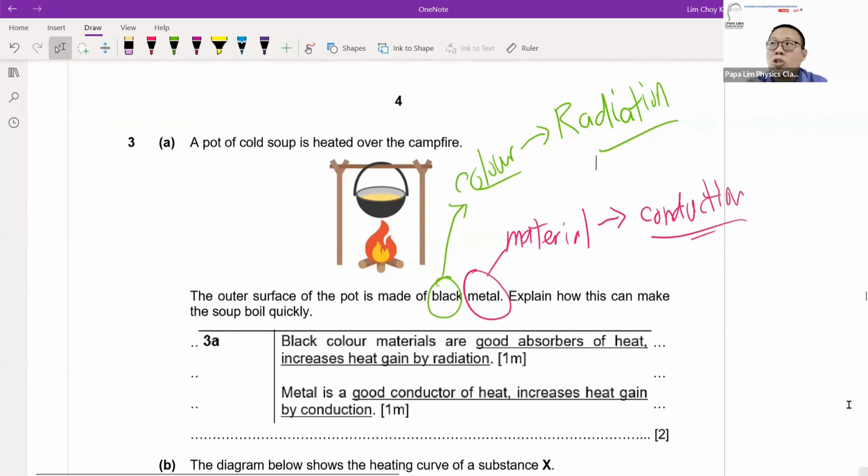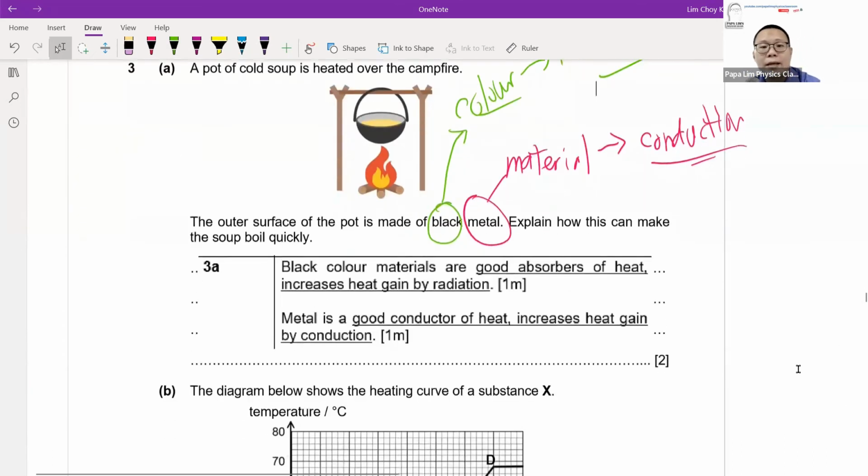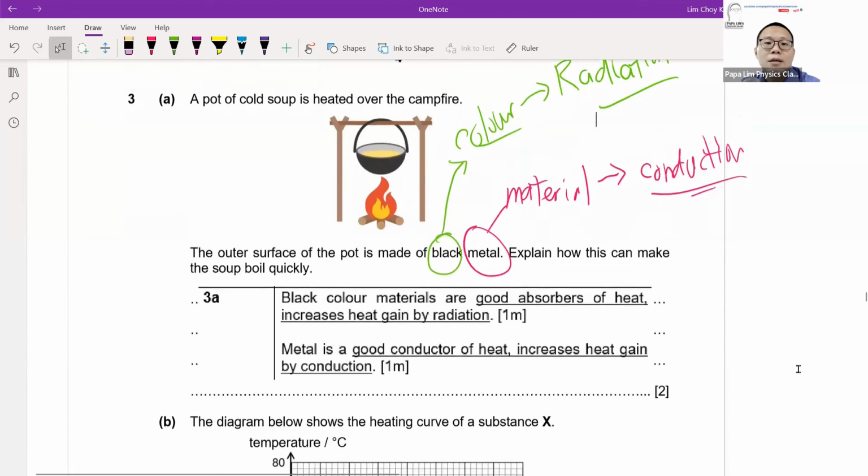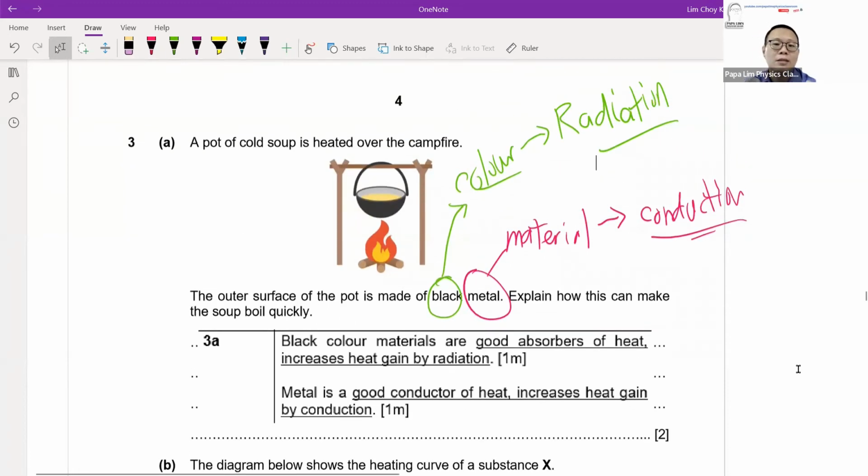For conduction, convection, and radiation, you can look at what clues are available. So when you look at black, that's why I will know how to write the answer for the question. When the question says black matter, I'm looking at the answer not just to explain black, not just to explain conduction, I need to explain both of them.